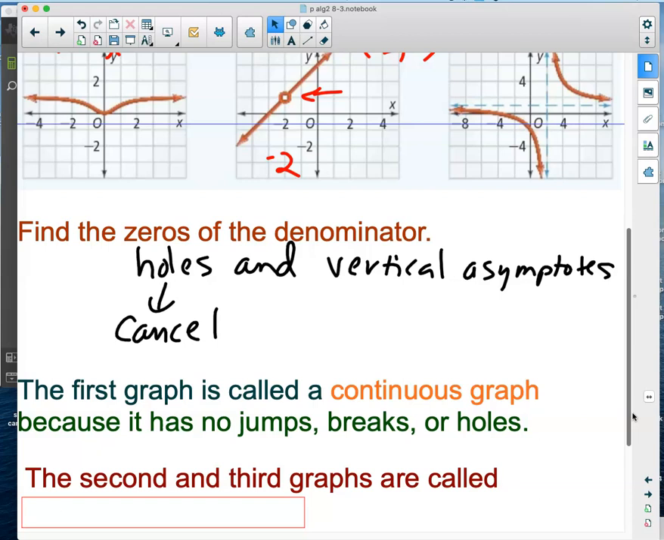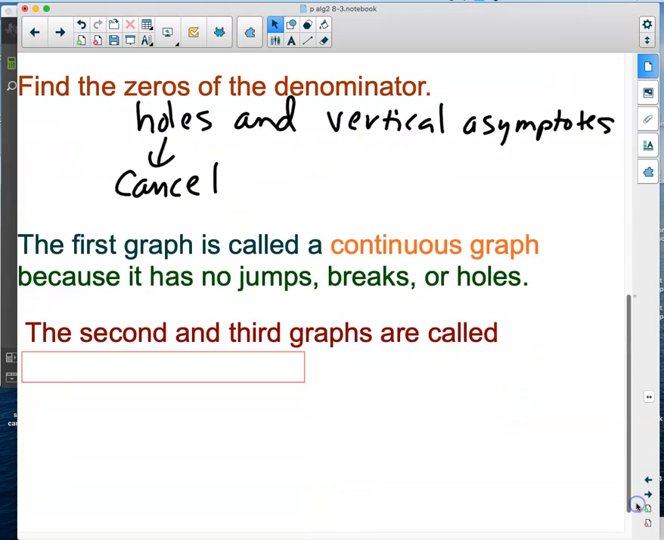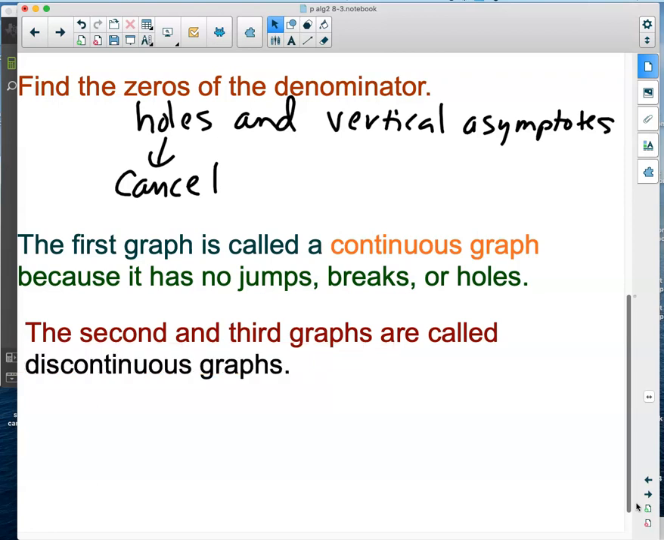Alrighty, has no jumps, no breaks, no holes. Those are continuous graphs. The second and third, they have some weird stuff going on. We had a hole in the second one, we had a vertical asymptote in the third. Those are called discontinuous graphs.